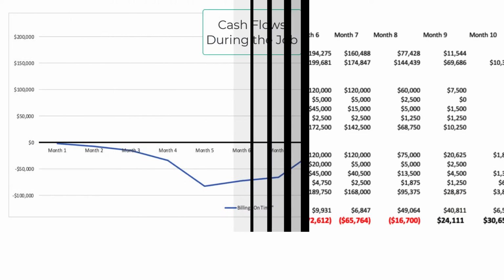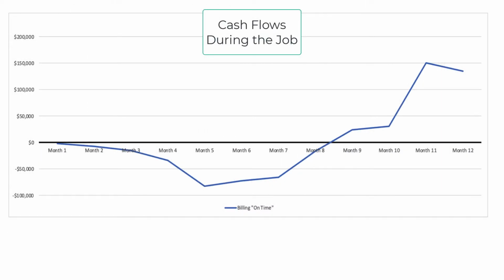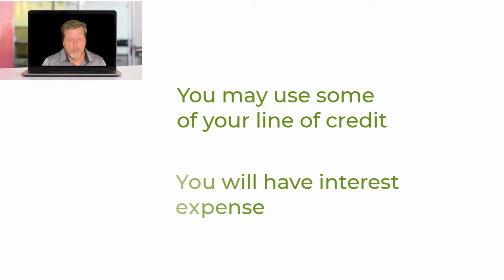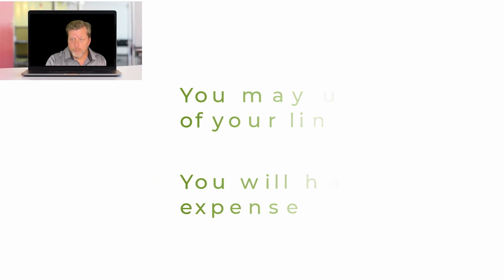Graphically, it looks something like this. Unfortunately, this is common in the construction industry. If your company uses a line of credit with the bank to fund operations, you will pay interest expense when the cash flow is negative. The two things you should think about are: 1, you will be using your availability on your line of credit, and 2, you will be incurring interest expense charges during this time.